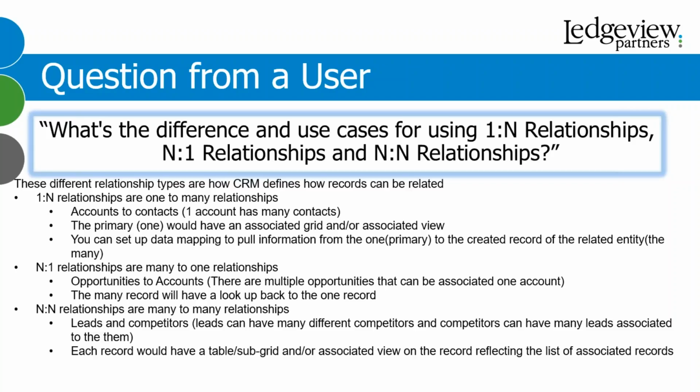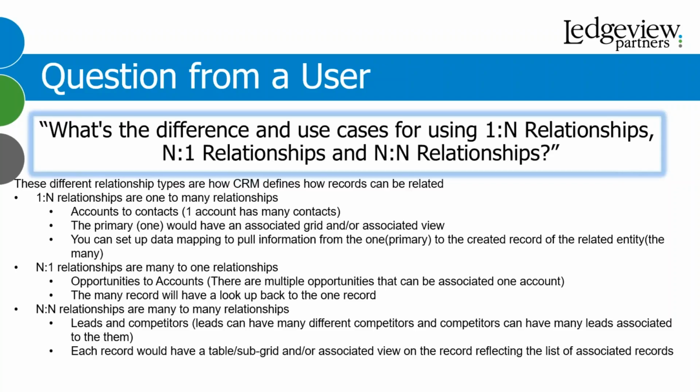So if you're in the primary entity, it's usually going to have an associated subgrid, and it will have an associated view if there's that relationship, so that you can see all the related contacts. One really cool use in this is the data mapping that you can do. It can pull information over from the primary to the newly created record, as long as you create that record from the primary entity. Leads, when you qualify them to an account, contact, and opportunity, use data mapping.